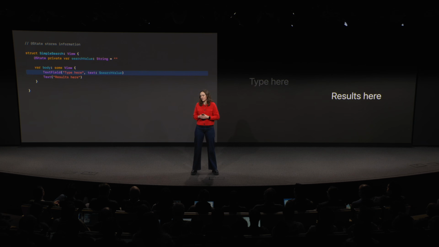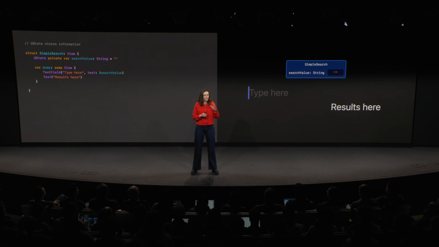TextField is another built-in SwiftUI view. It's meant for collecting input. When people tap on it, the keyboard opens and it displays the string that I've entered. I provide a starting prompt, Type here, and then tell SwiftUI to store the string that's entered in the variable named searchValue. The $ sign is syntax for a binding, which is another data flow tool that Cole will go into later. I decorated the property searchValue with the @State property wrapper. This tells SwiftUI to hold onto the value of searchValue across updates. The initial value is an empty string.